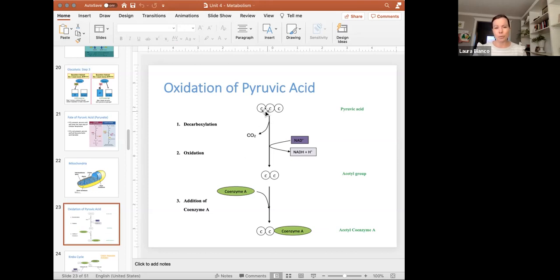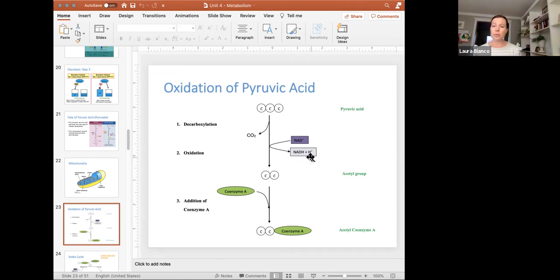So first you have decarboxylation, which is just removing carbon dioxide. But then you have the main step, which is oxidation of pyruvic acid. At the same time, remember, oxidation and reduction are often coupled together. So when you're oxidizing one molecule, you're reducing another. In this case, when you're oxidizing the pyruvic acid, you are reducing this coenzyme right here, NAD. So it becomes NADH plus H.